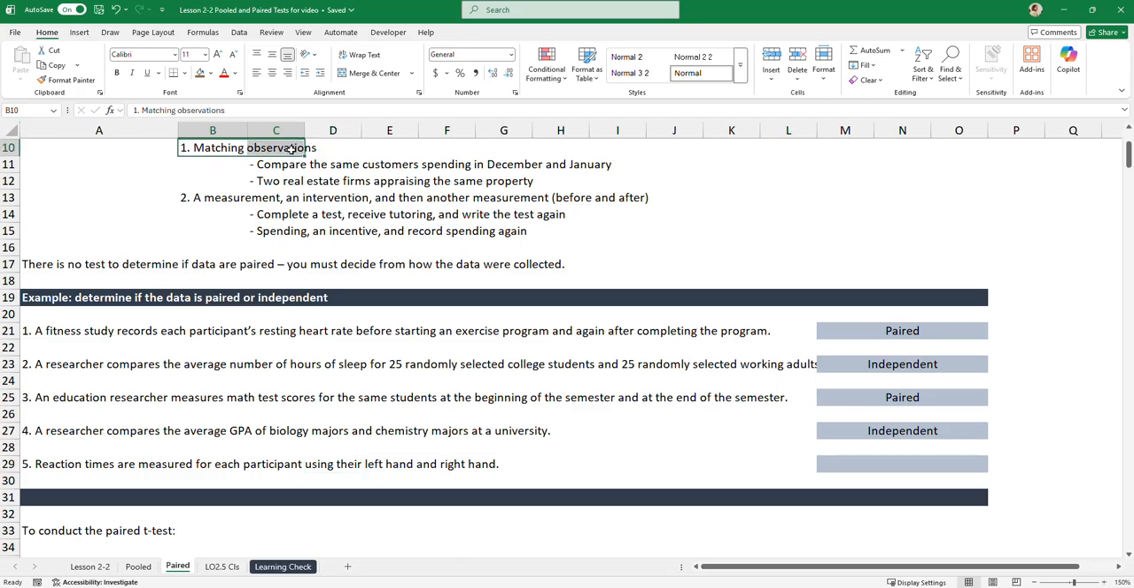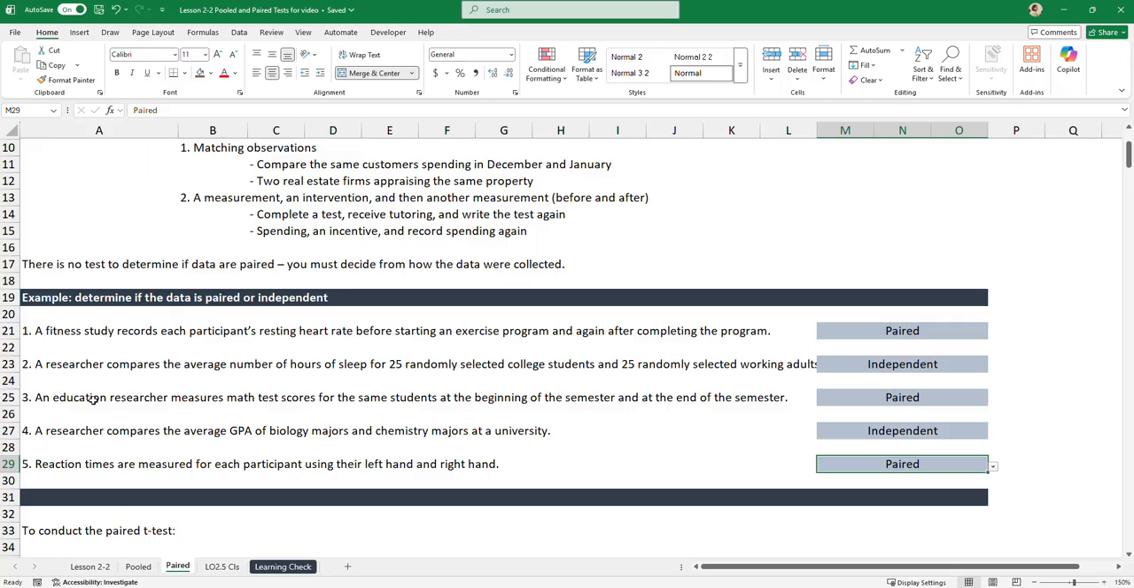Finally, reaction times are measured for a participant using their right and their left hand. That's matching observations. The right and left hand are two different things, but they're for the exact same person. So because they're matched on the person who the hands belong to, this would be a paired test.